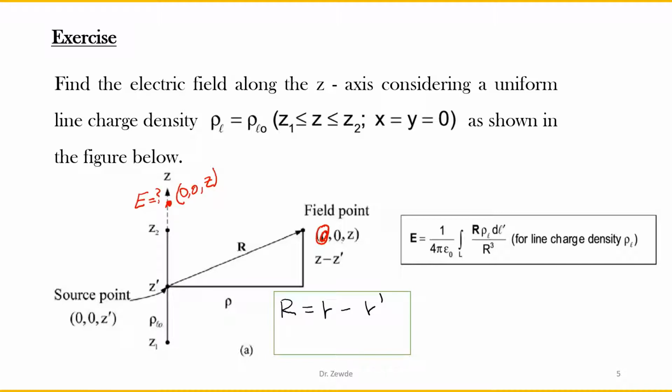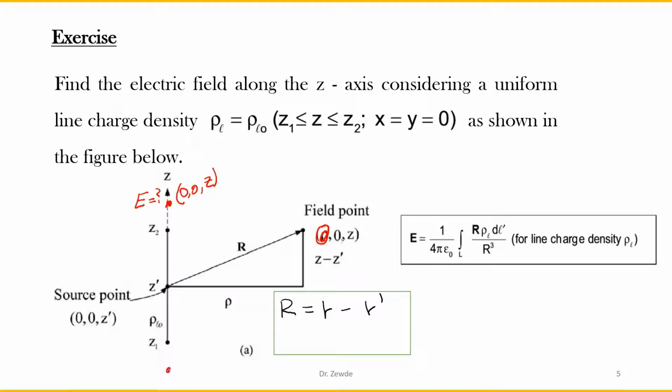So we're given a line charge density, and that is also along the z-axis between z1 and z2. So the first thing we need to do is determine r, where r is the vector between the origin and the field point, and r prime is a vector between the origin and the source point.